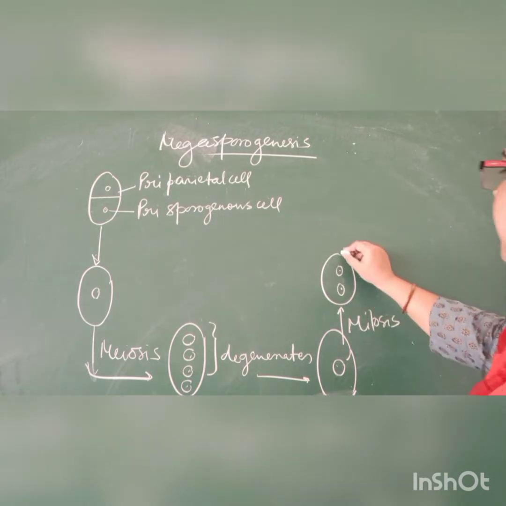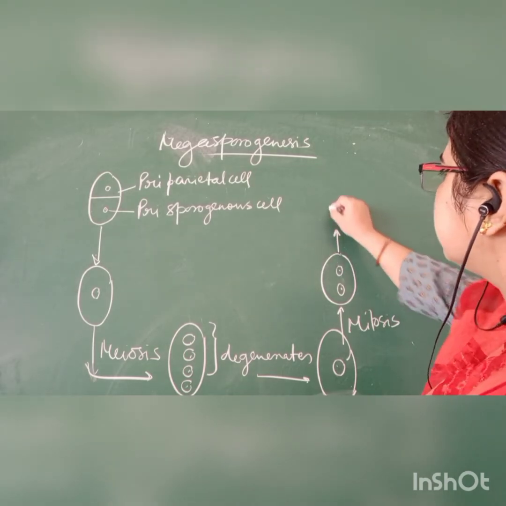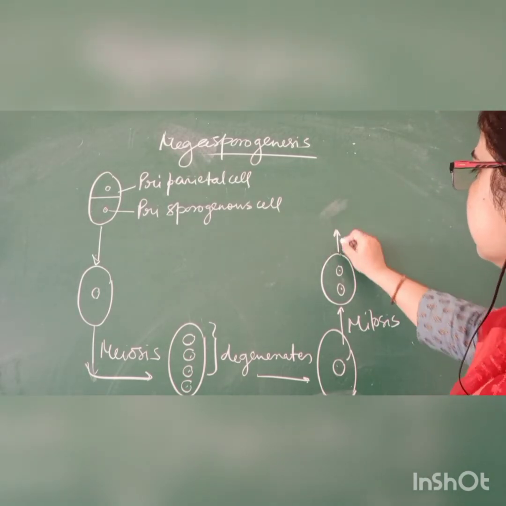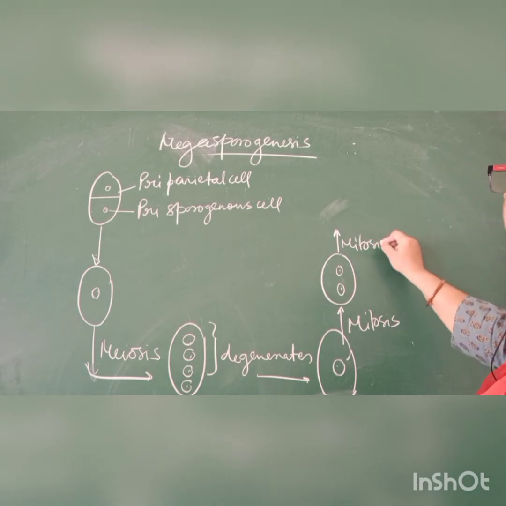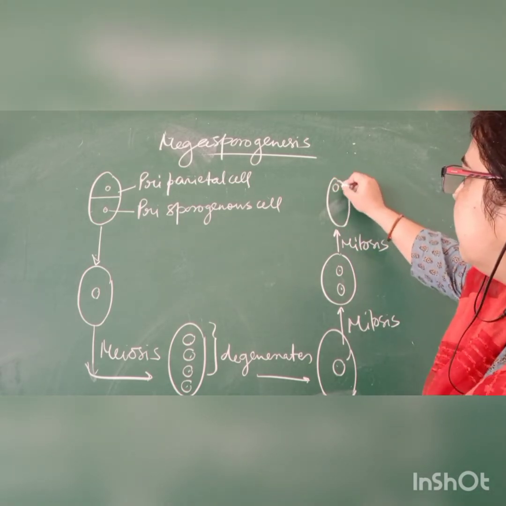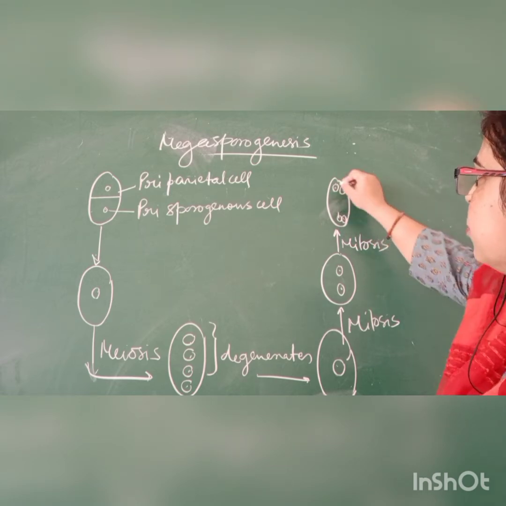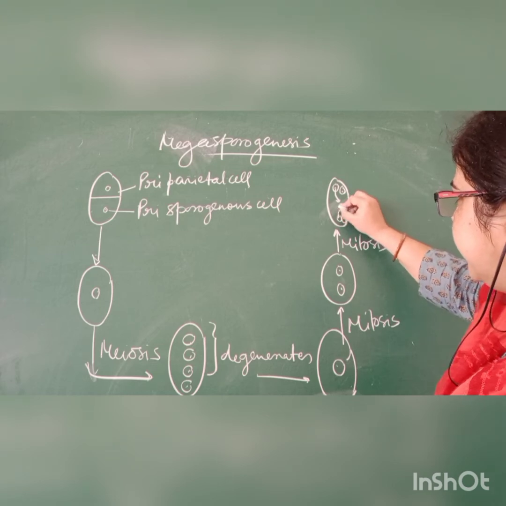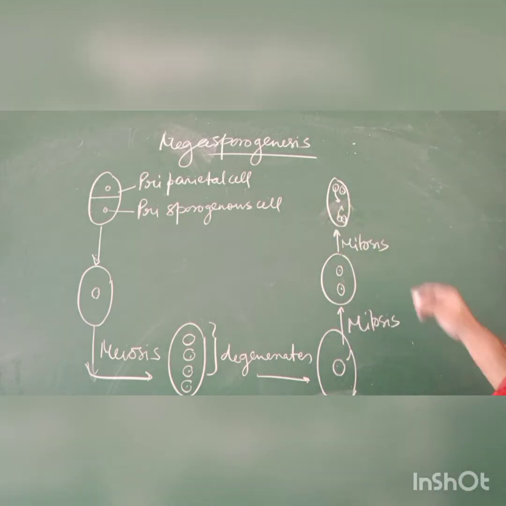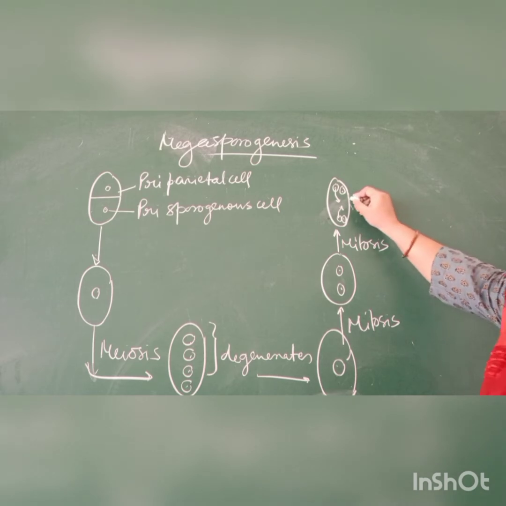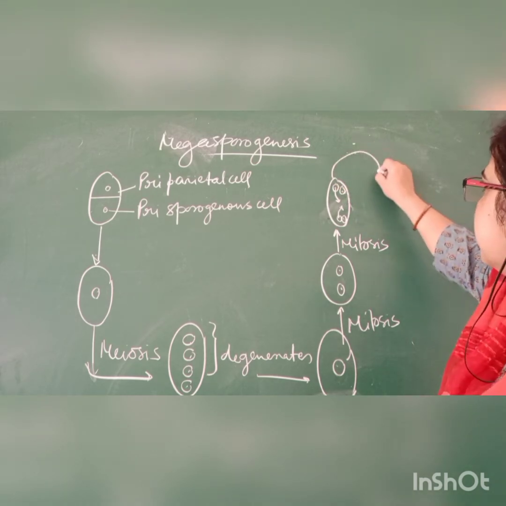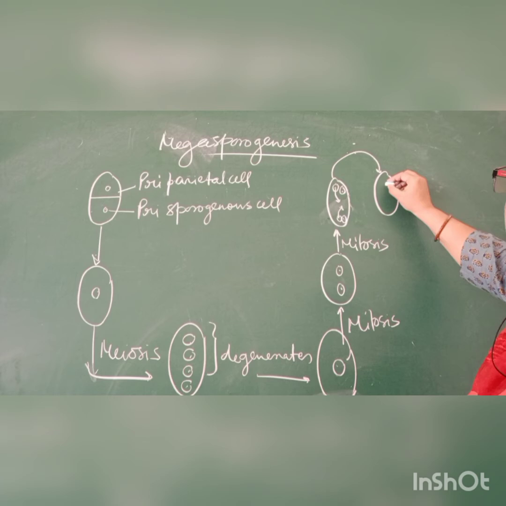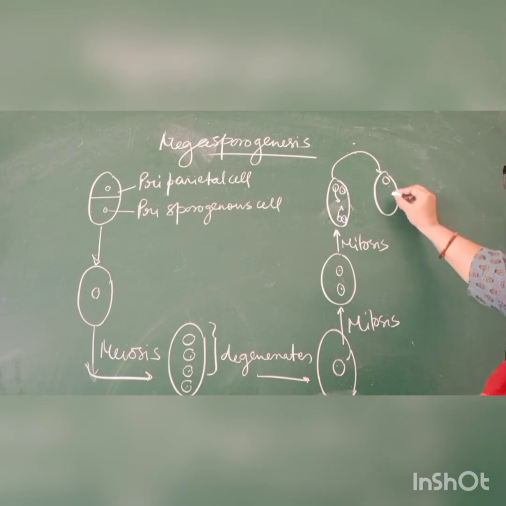This again undergoes the process of mitosis. Such a condition develops. Okay, 4 cell stage. One is here, okay, and centrally the 2 cells are present.